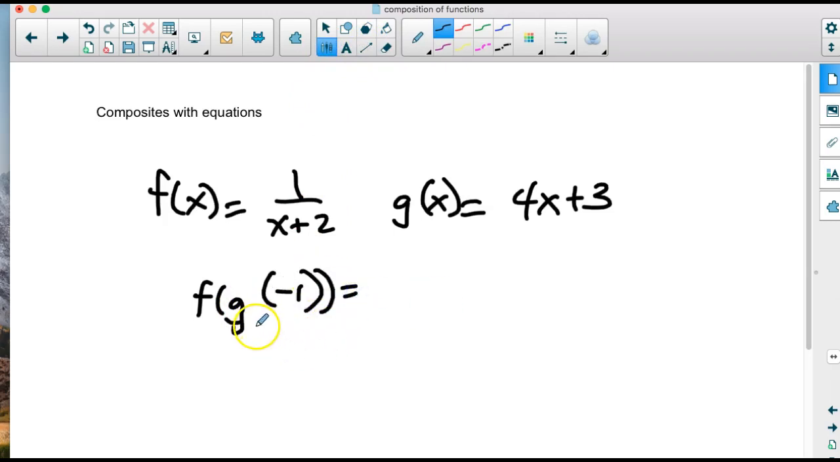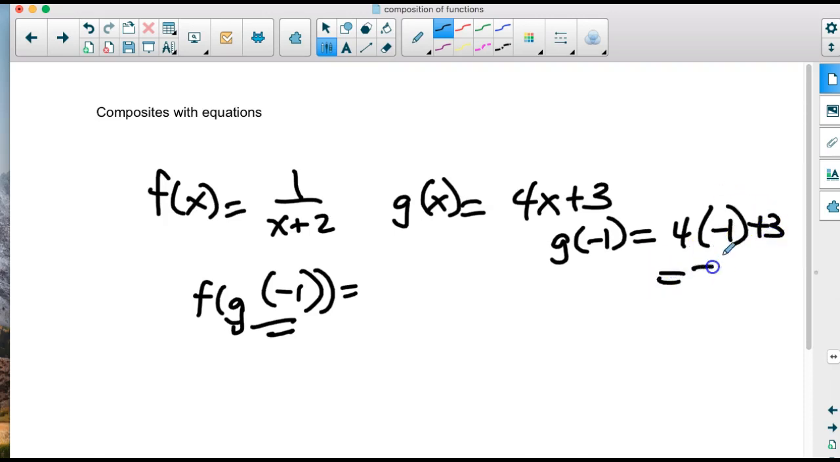All right, so we're going to evaluate this inside function first. So we're going to take this g of -1 and we're going to go here and write 4 times -1 plus 3. So that's going to give us -1. Again, it's -1, because -4 plus 3 is -1, so it's f of -1, which is, put that in here, and you get 1, +1.